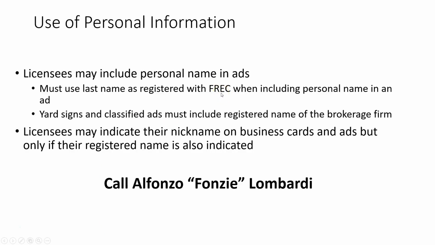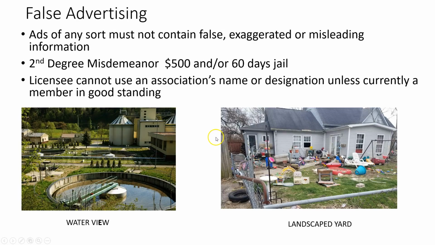If you're using a personal name, licensees may include their personal name in ads, but must use the last name as registered with FREC when including a personal name in an ad. Yard signs and classified ads must include the registered name of the brokerage firm, and licensees may indicate their nickname on business cards and ads, but only if their registered name is also indicated. Here's an example: Call Alfonso, Fonzie, Lombardi.